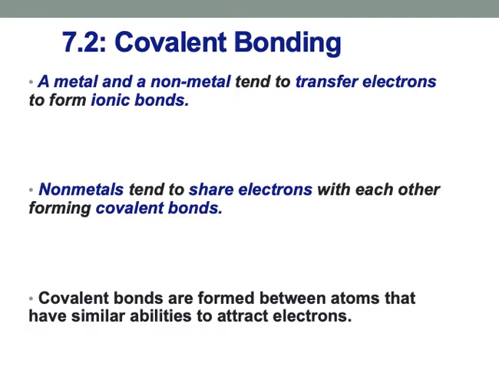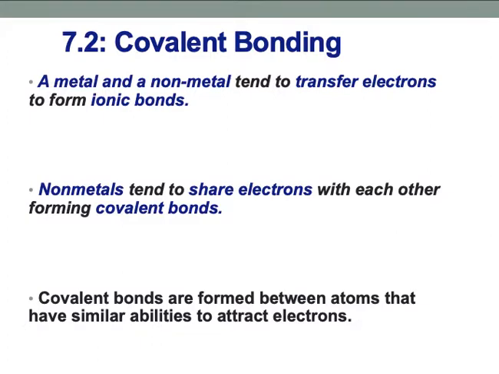As you can see, this is section 7.2 in your book, and we are going to be talking about covalent bonding. So when we have a metal with a nonmetal, we tend to transfer electrons, and this is an ionic bond. When we have two nonmetals bonded together, they tend to share electrons. And when we share electrons, that's a covalent bond. Covalent bonds are formed between atoms that have similar abilities to attract electrons. And there are a couple of types of covalent bonding.